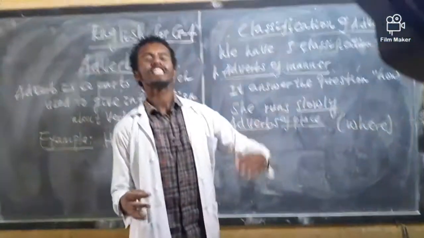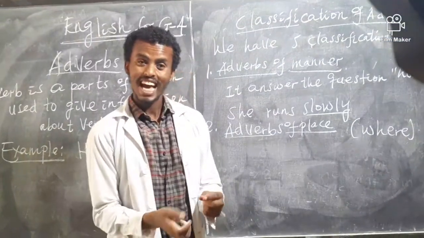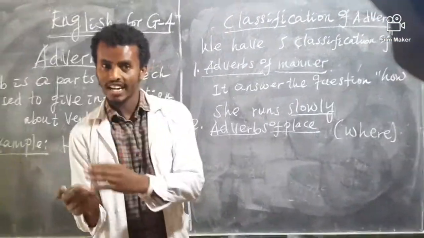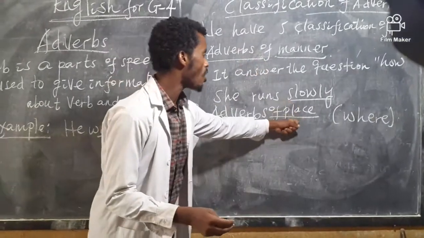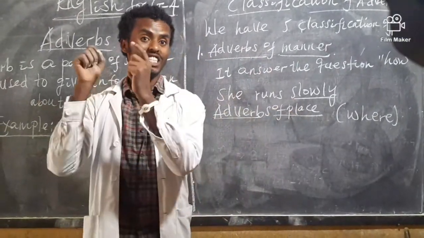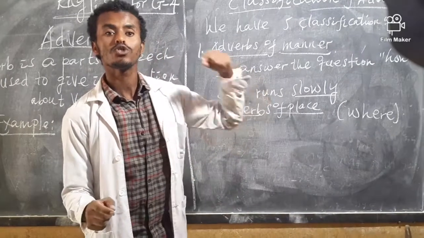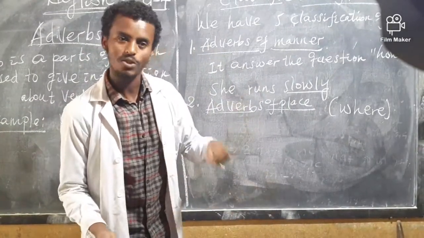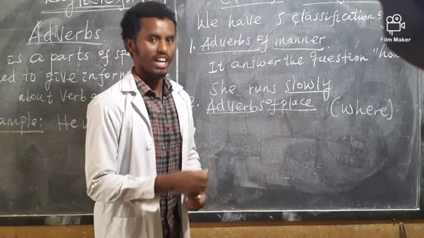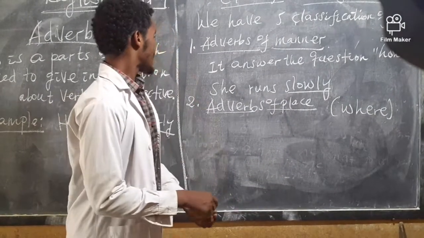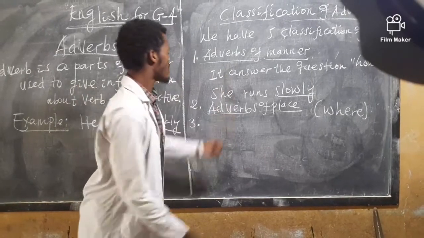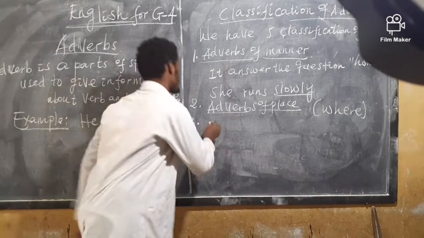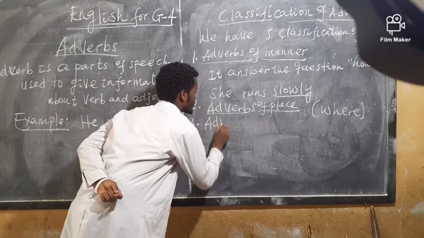He is sitting at the corner. You see? At the corner, in the garden, in the school. This is used to know the place where the action is done. He went to Sodare. Where? Sodare is the place. The third one is adverbs of time. Let's see adverbs of time.